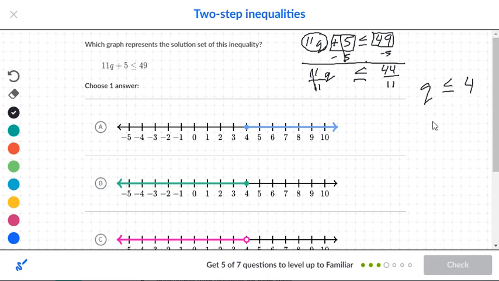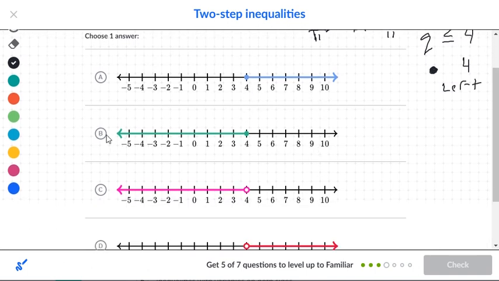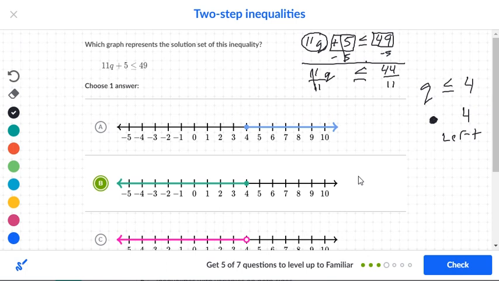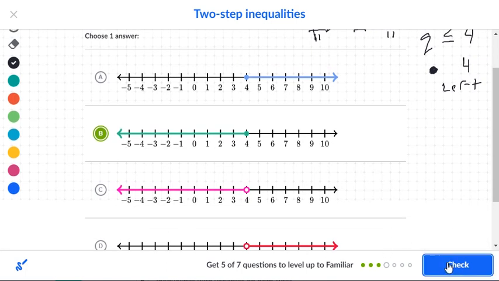Now on the graph, we want this to be solid because we see the little solid line. We want to begin at 4, and I would use my left hand to make that sign. Since I use my left hand to make that sign, it's going to go to the left. A is a 4, but it's going to the right. It's solid. B is what we're looking for. C is an open circle, that's no good, and D is an open circle, that's no good. So my best choice for this one is B.